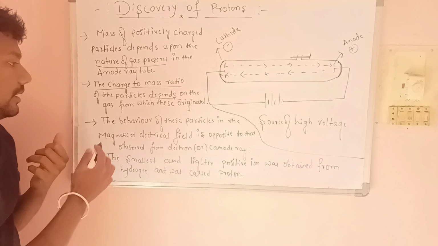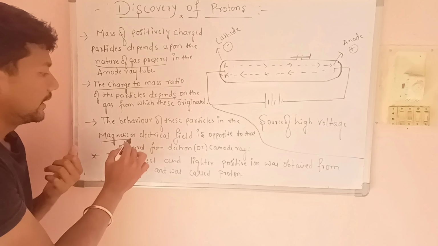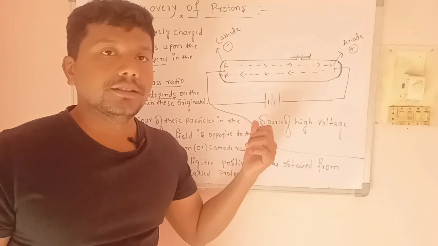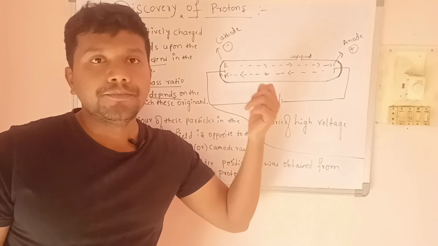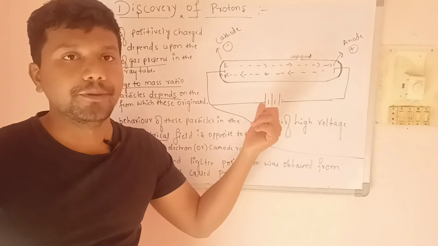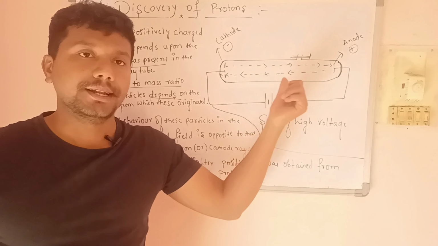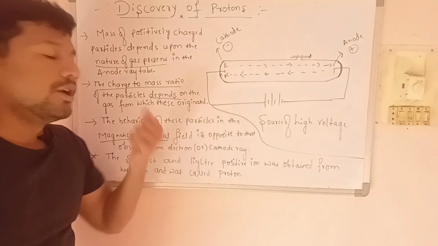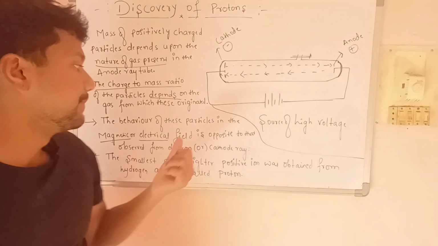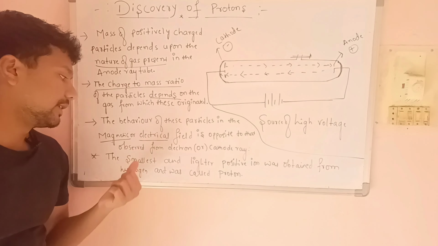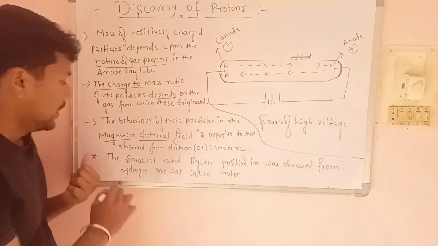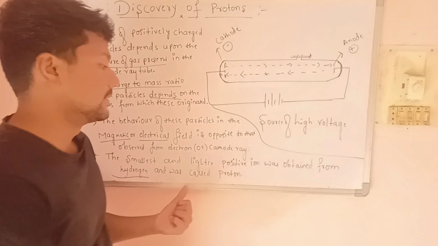Third, the behavior of these particles in a magnetic field and an electric field is opposite to that observed for the electrons of the cathode ray. Lastly, the smallest and lightest positive ion was obtained from hydrogen. It is called a proton.